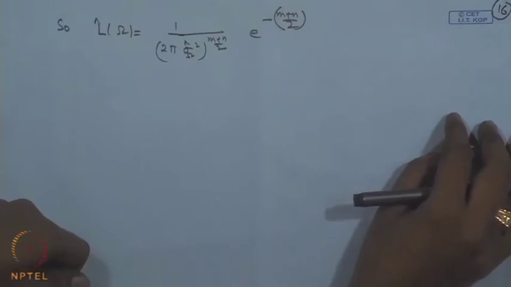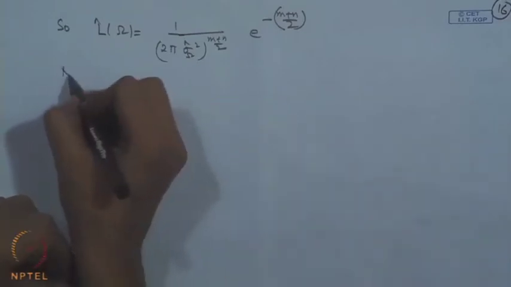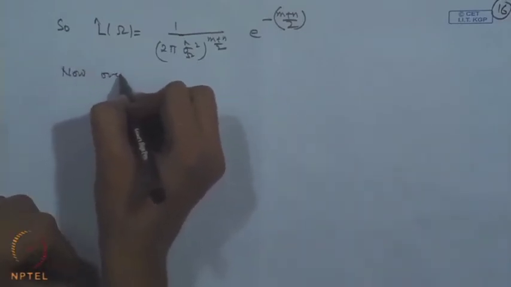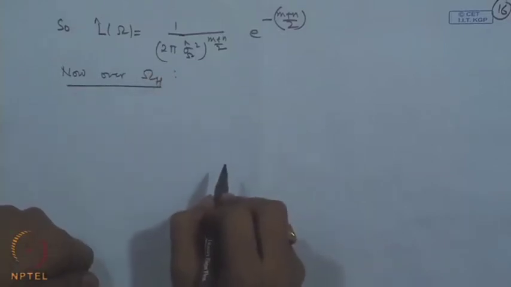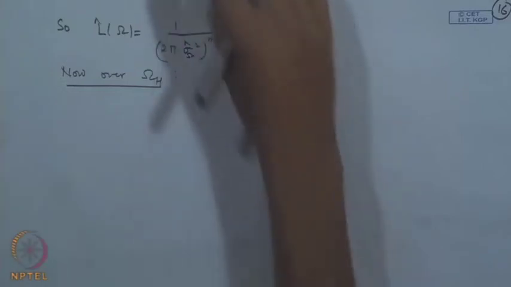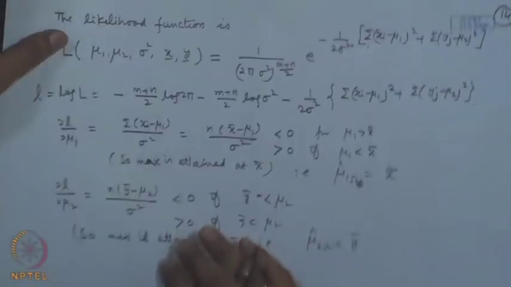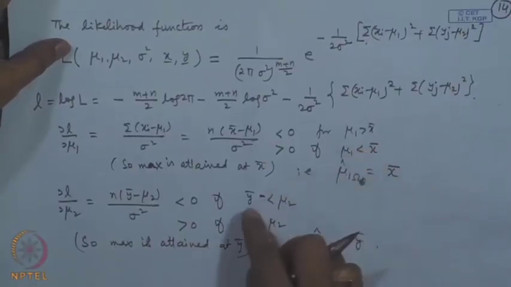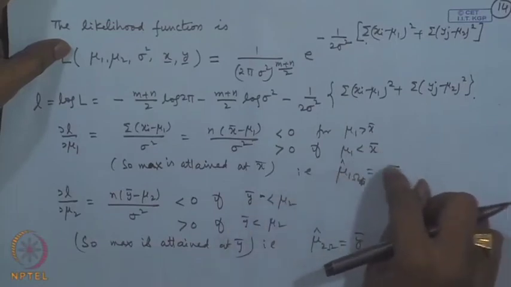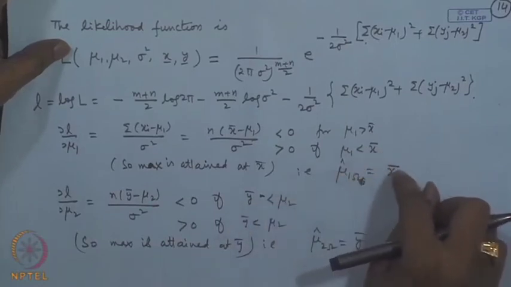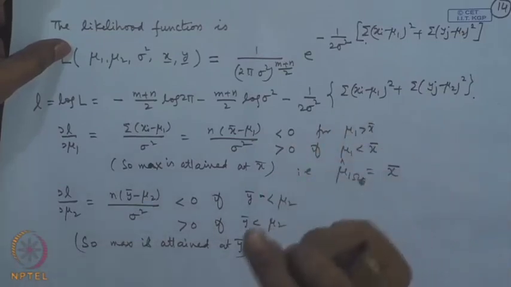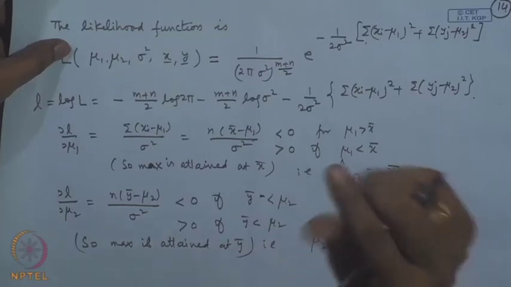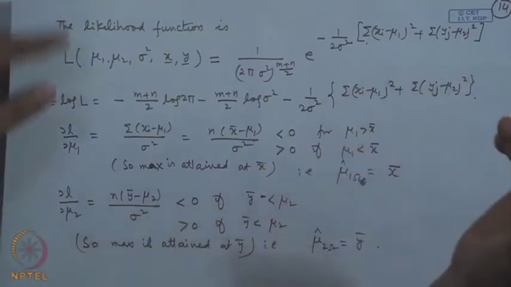Now, let us consider over omega h. Over omega h, what is happening? Let us look at the derivatives here. The maximization was occurring at x bar and y bar for mu 1 and mu 2. Now, we are saying mu 1 is less than or equal to mu 2 over omega h. So, when x bar is less than or equal to y bar, we can treat them as such.